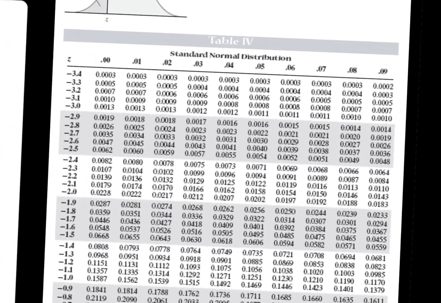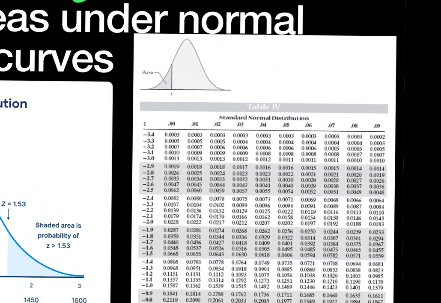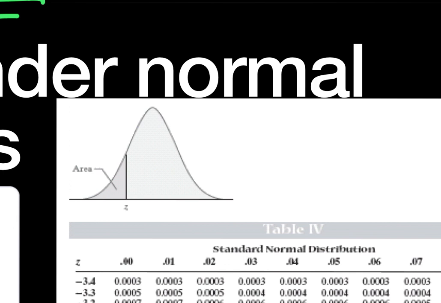And if I look at this table, there was the 1.5, and my number was 1.53. So I'm going to go across to the column that says 03. Are we all tracking here? Here's 03. That's the column. Here's the 1.5. That's the row. And it gives me a value of 0.0630. What does that mean? I have to look at the original picture to know what that means.